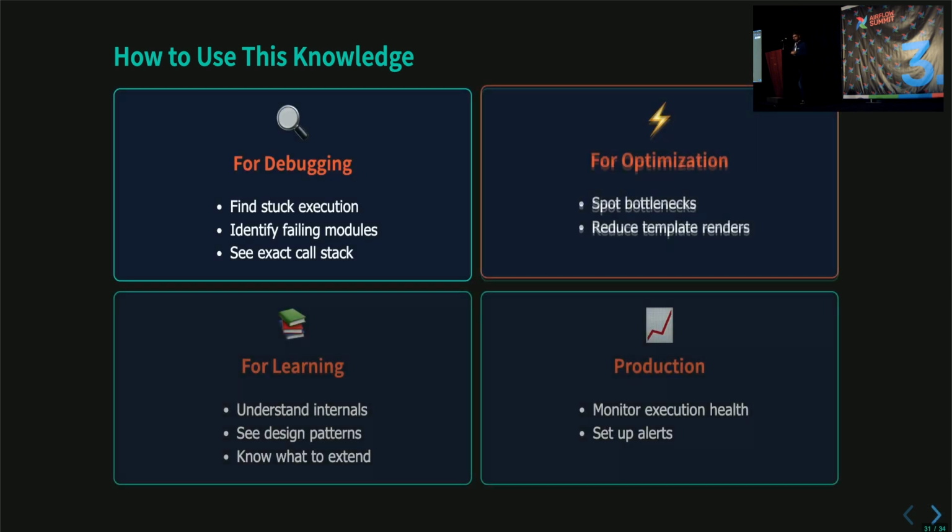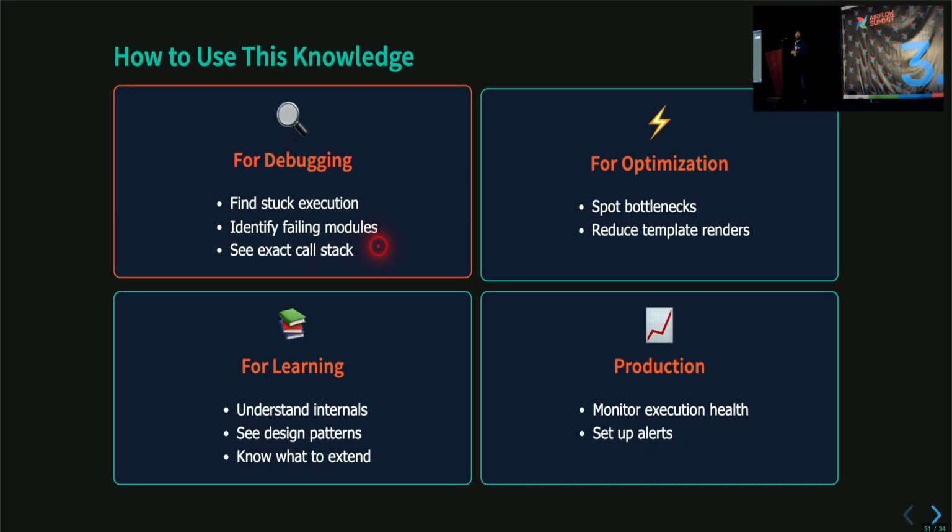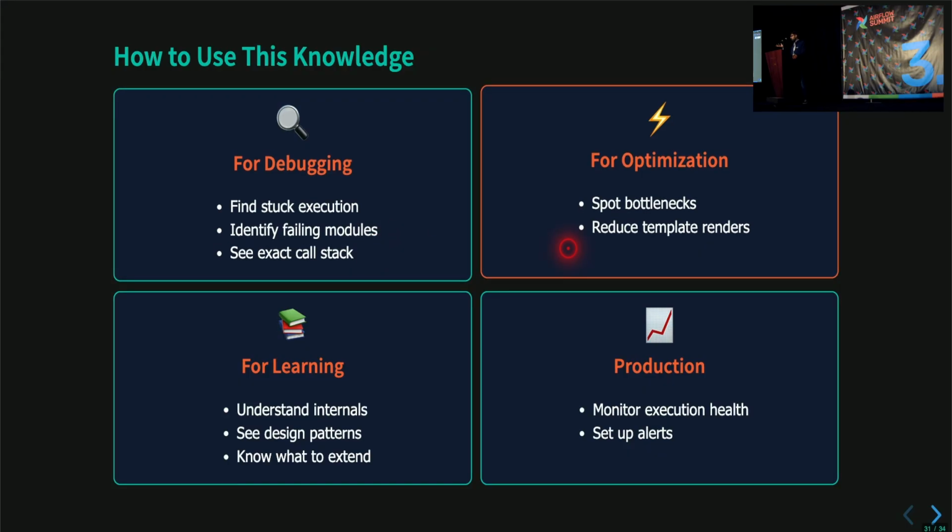Okay, we went so far. How can we use all of this knowledge? I think maybe debugging gives me a very good idea. We can debug things, in my opinion, after all of this information much better than we could before. We could easily identify the failing modules as well. We could see the exact call stack as well. Maybe it can help us optimize a few bad areas of performance as well.